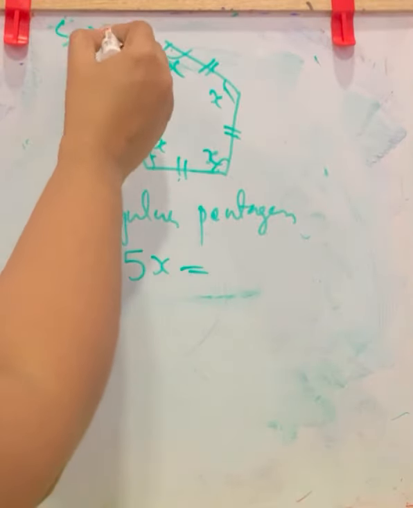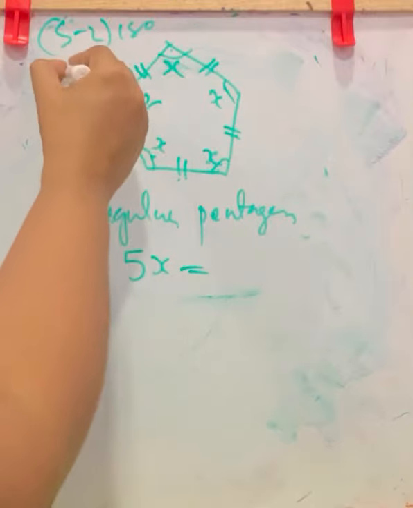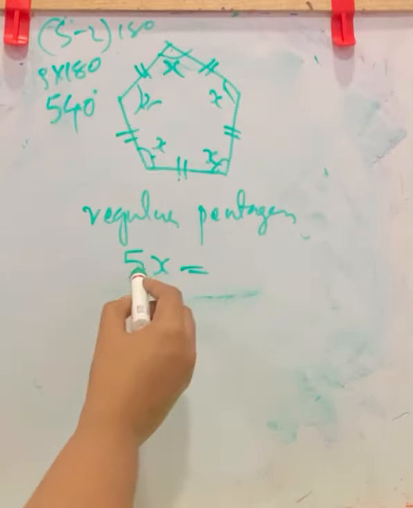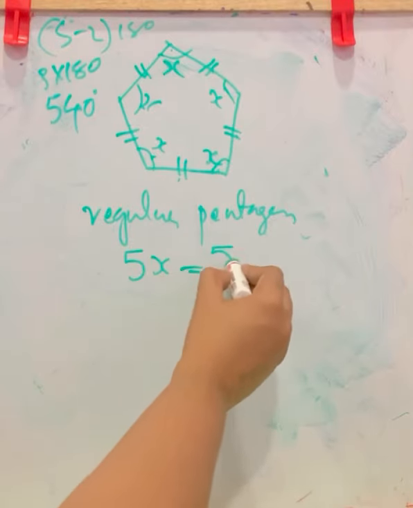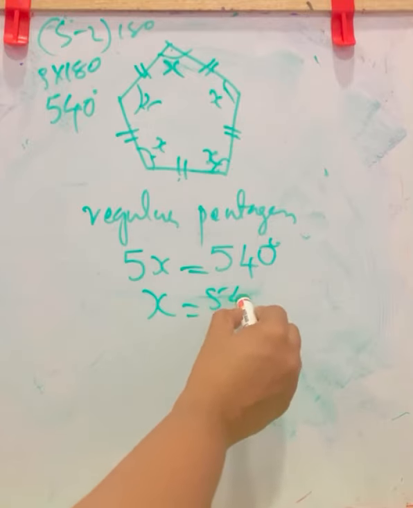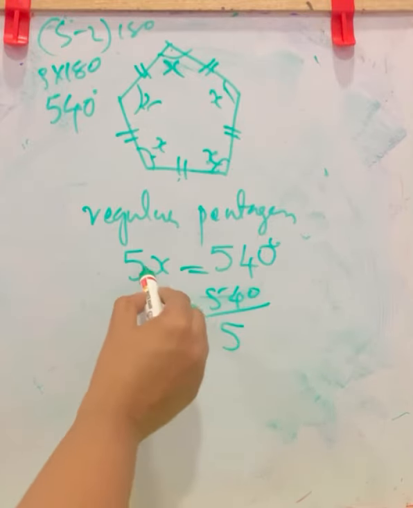5x is equal to, we know the angle sum property of a 5-sided figure. It is (5 minus 2) into 180. That is 3 into 180. That is 540. So 5x is equal to 540 degrees, the angle sum. Now x is equal to 540 by 5. Here it is multiplication.